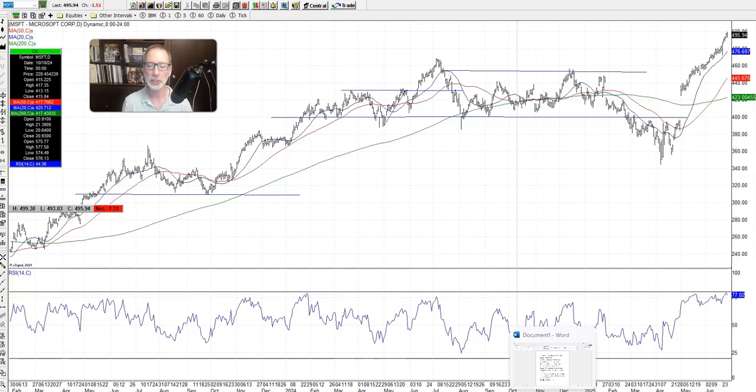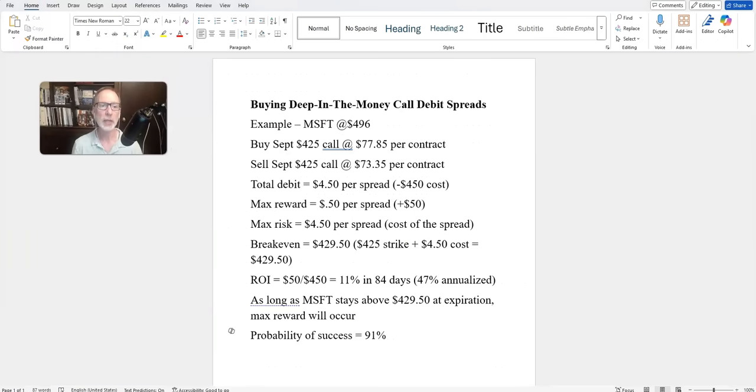Let me bring up my little cheat sheet here, okay? So here's what we're going to do. An example only, buying deep in the money call option debit spreads. We're going to use Microsoft as our example. Microsoft currently closed roughly $496 a share on June 20th, 2025. And we're going to buy an in the money call option spread. What does an in the money option contract mean? So here's the stock up here, and in the money call strikes are listed well below the current price of the stock. And I'll bring up the option chain and I'll show you what that exactly is.